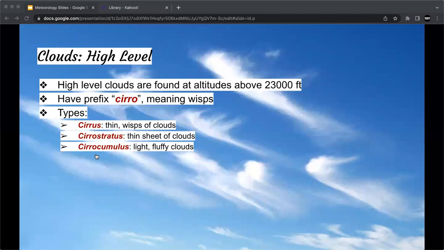Finally, we have the high clouds. These clouds are super high up in our troposphere, above 23,000 feet. They mainly all have the prefix cirro, which means wisps in Latin. We have the cirrus clouds, which you can see in the background. They're thin and light, like wisps of clouds. We have cirrostratus, which are stratus clouds but even thinner and higher. And we have cirrocumulus, which are cumulus clouds but much lighter and wispier.